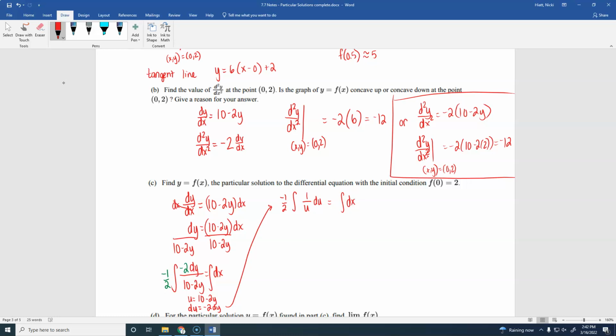No C yet because we have not integrated. And so on this next step, though, we're going to integrate. We're going to get negative 1/2 natural log of the absolute value. You could put the u there. I'm going to go ahead and plug my 10 minus 2y in here. And over on this side, we'll just get x, and there's where I'm going to put my plus c.